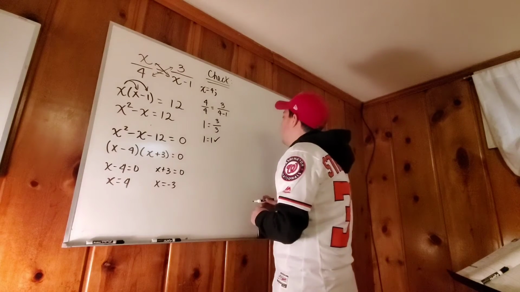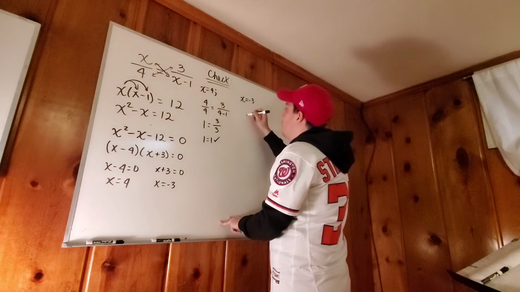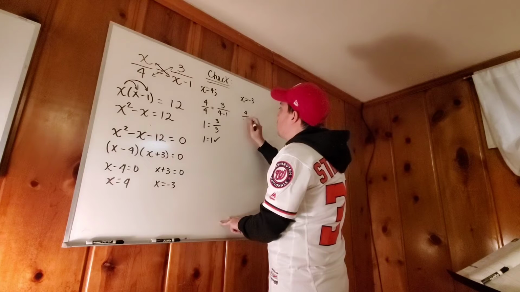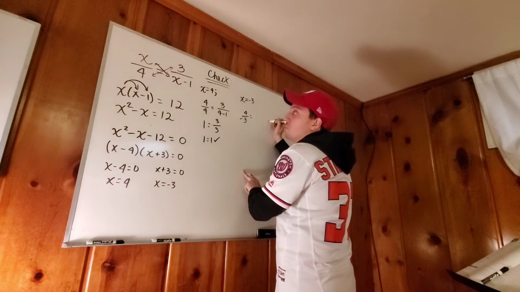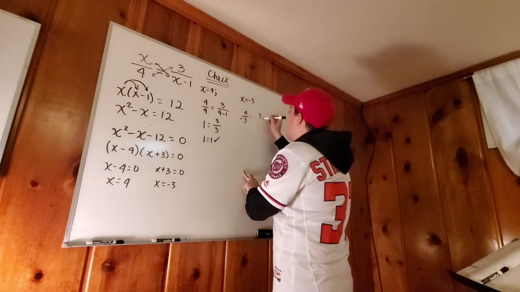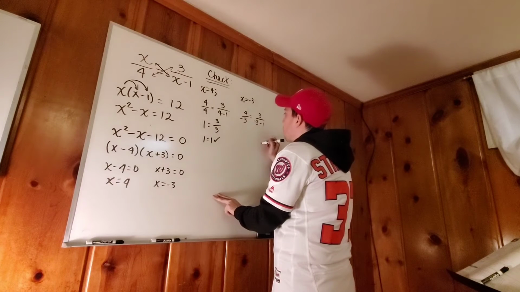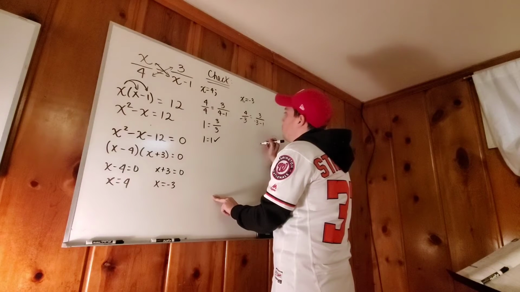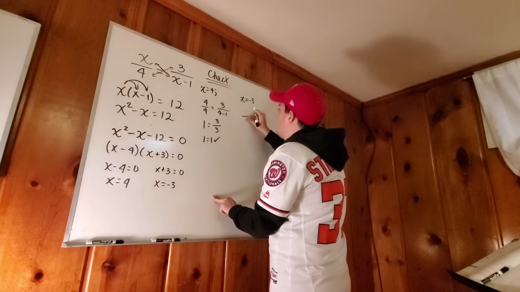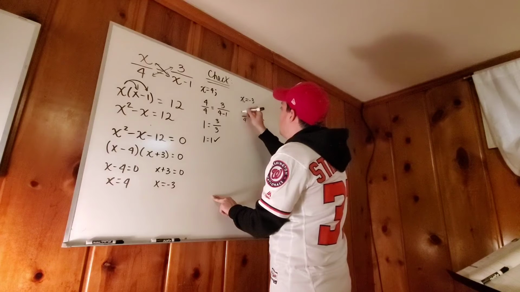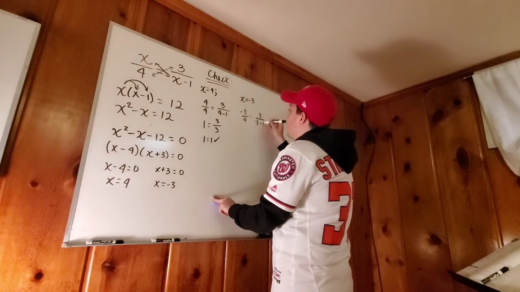1 equals 1. Wow, look at that. And now what if x is equal to negative 3? Well, 4 over negative 3 equals 3 over negative 3 minus 1. And so, oh, the 3 goes on top. My bad. You see, this is why it's important to check. Negative 3/4 is the same thing as 3 over negative 3 minus 1.